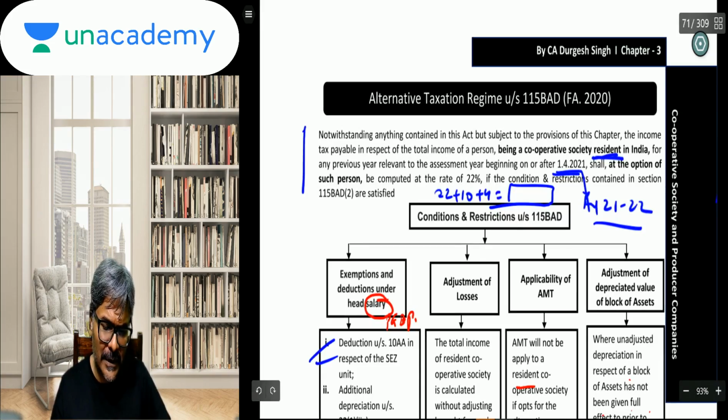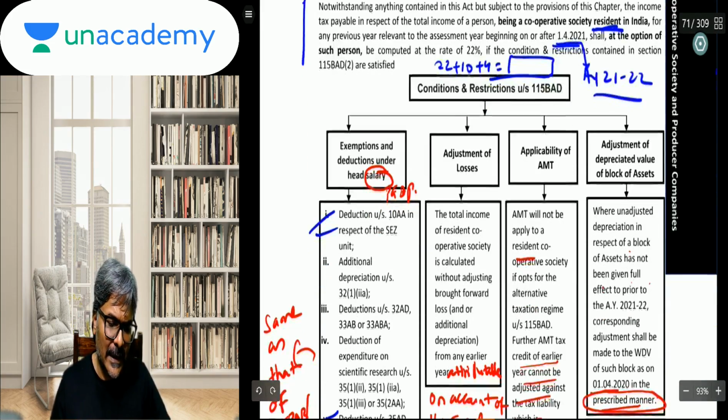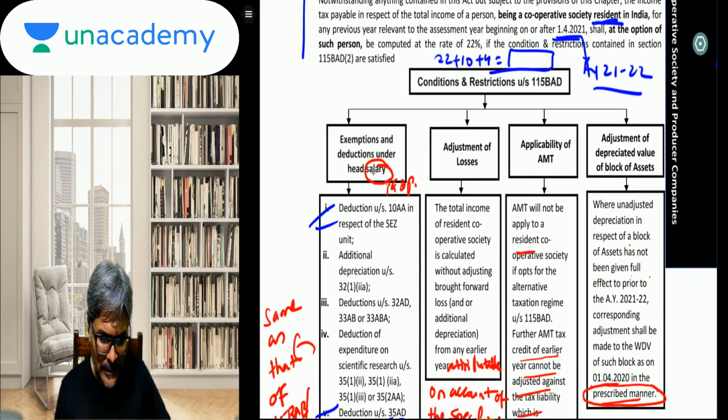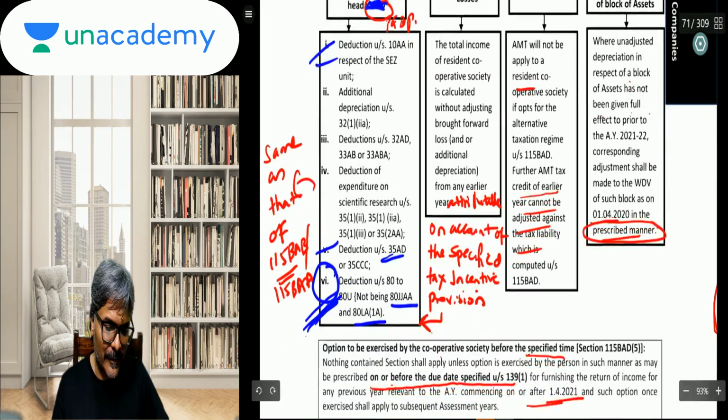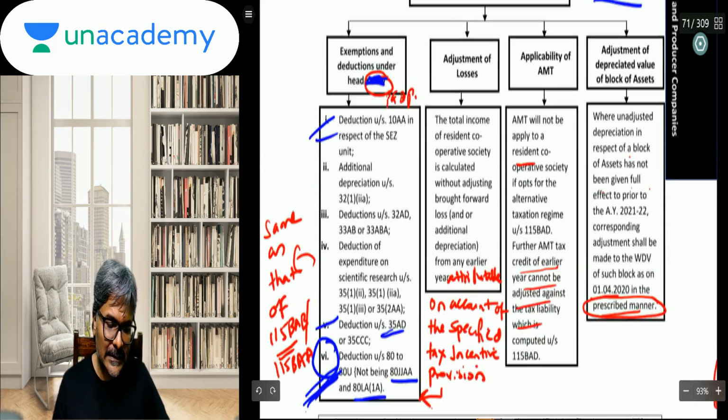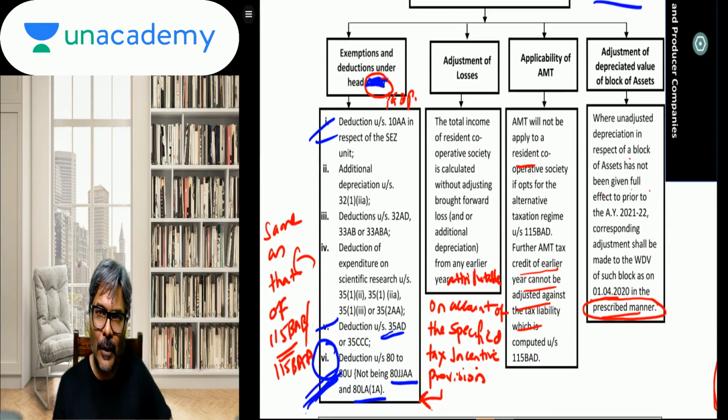Condition and restriction under 115BAD. Exemption and deduction under, this salary is written, students, just delete this salary and write PGBP. Exemption and deduction under the head PGBP. So all the same, remember students, the same thing is there, all what we discussed in the just concluded 115BAA.